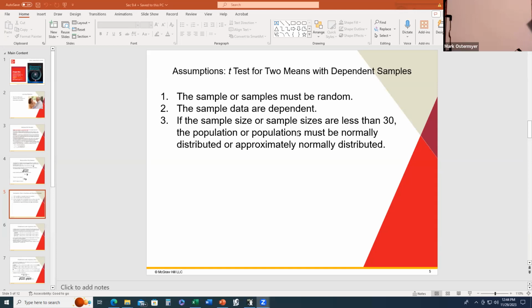If the sample size or sample sizes are less than 30, then in order for the sampling distribution to be normally distributed, we would require the parent populations to be normally distributed, or approximately normally distributed. Of course, if our sample size exceeds 30, we learned in the past that it doesn't matter if your parent population is normal or not. Your sampling distribution will always be normal. Okay, that stems from the central limit theorem.